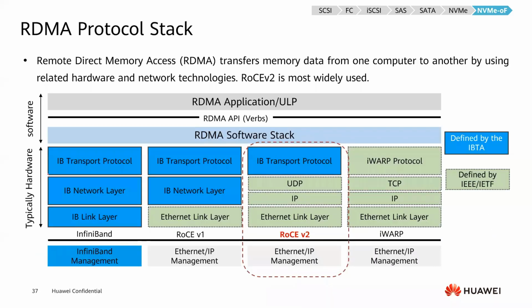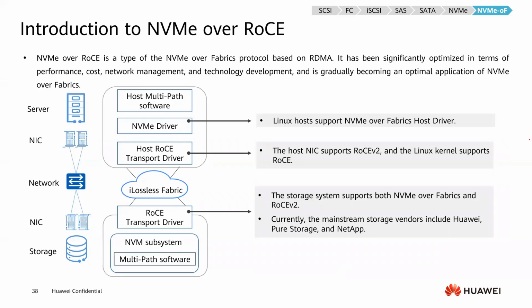We have IB. We can use IB as the transport protocol, and RoCE v1 uses IB as the transport protocol, but it can use the Ethernet link layer as the interconnection medium. For RoCE version 2, it uses UDP and IP, which allows RDMA across different network segments. And also we have the iWARP protocol, and the IB protocol can be implemented in a TCP/IP network. Okay, this is the RDMA protocol stack.